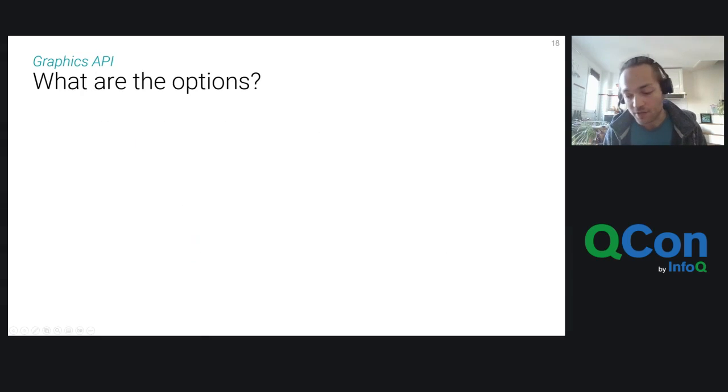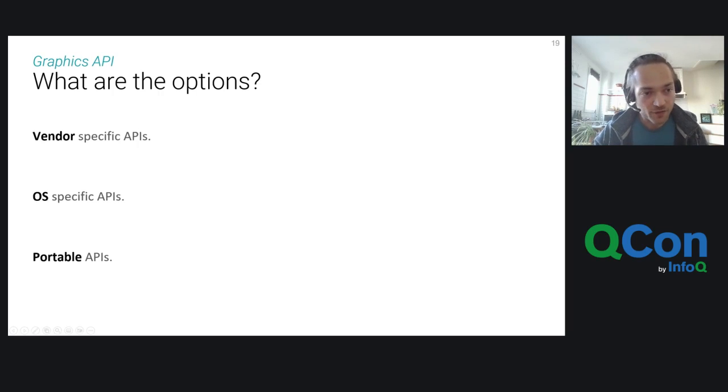Now, what are the options? There are a lot of different ways of doing this. There are some options provided directly by the manufacturers of the GPU, of the device itself. Some others are provided by the operating system. And last, we'll see portable APIs that try to be standard, implemented by multiple drivers, multiple OSs.